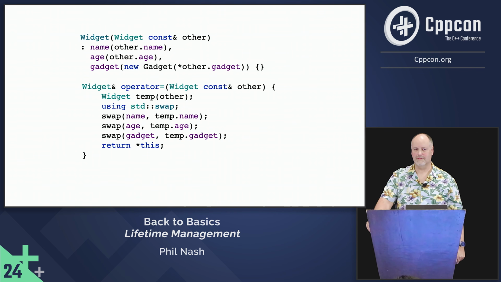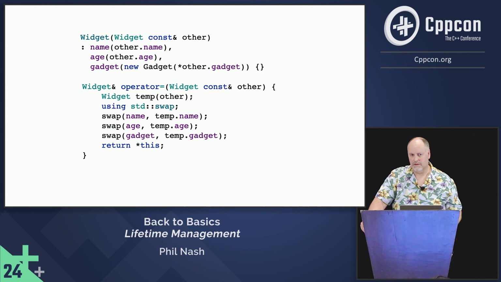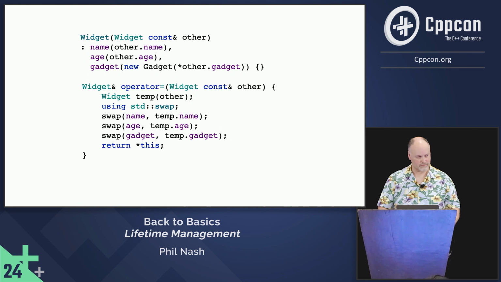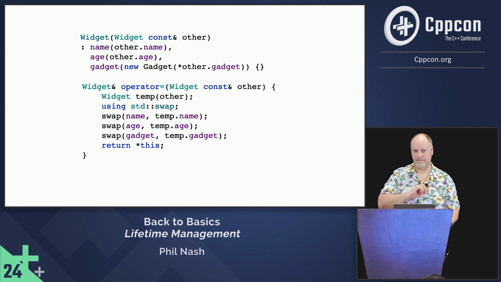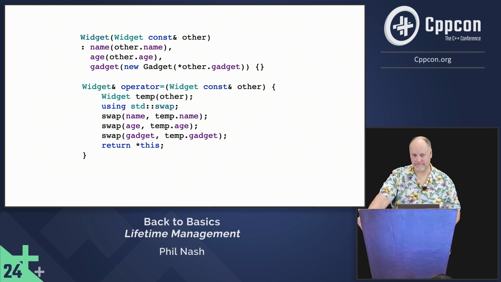I also have a question about the same slide. When the destructor of the temp widget gets called, I assume the last swap there, it takes the gadget that's within this. Sorry, this one, did you say? Yes, this slide, the last swap. And it will swap it into temp. So when the destructor gets called, what happens there?